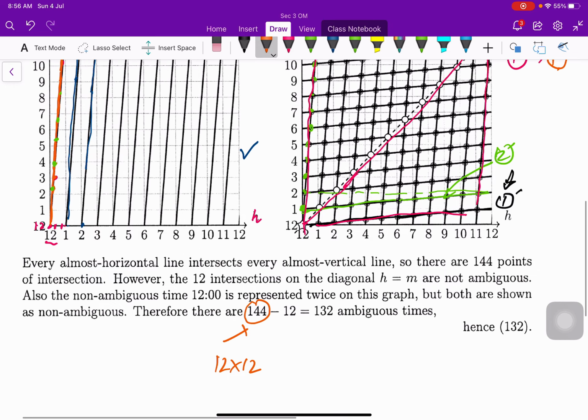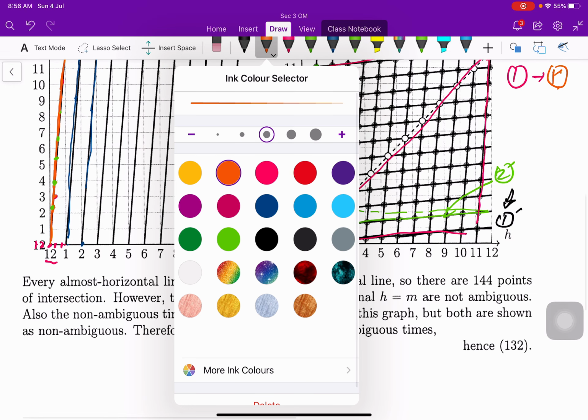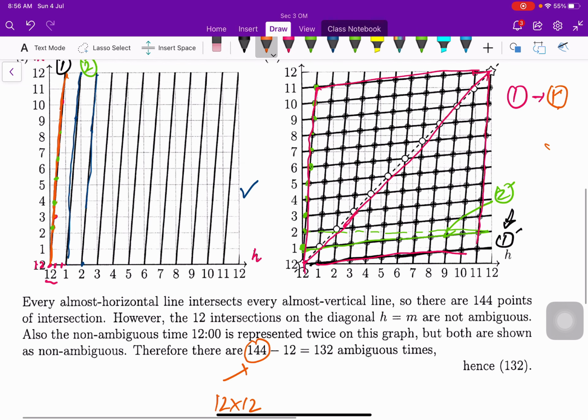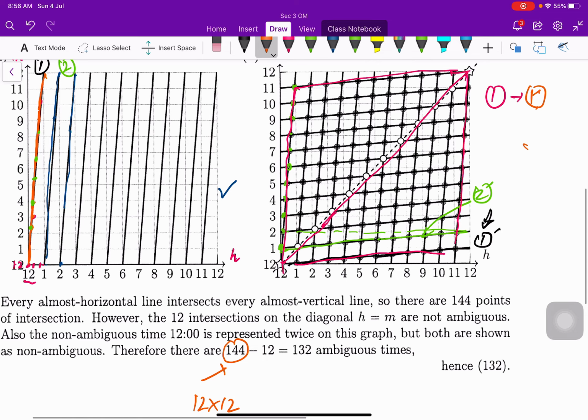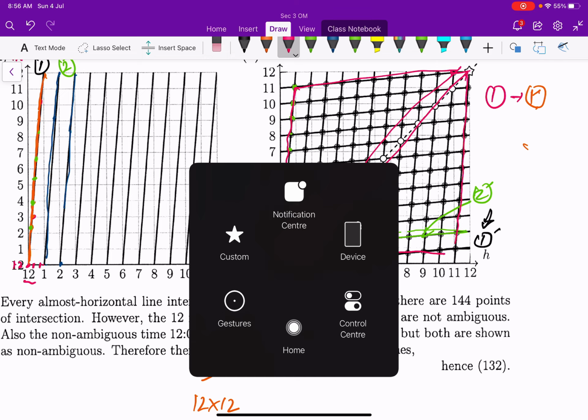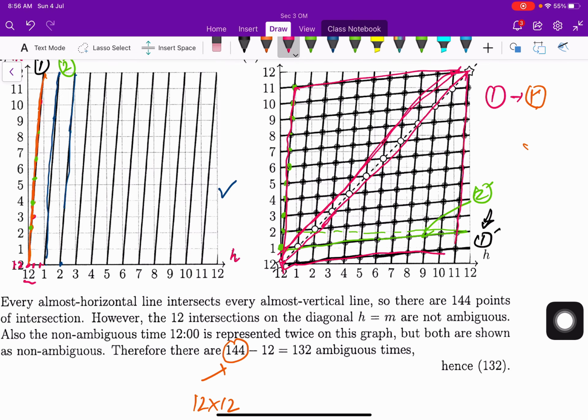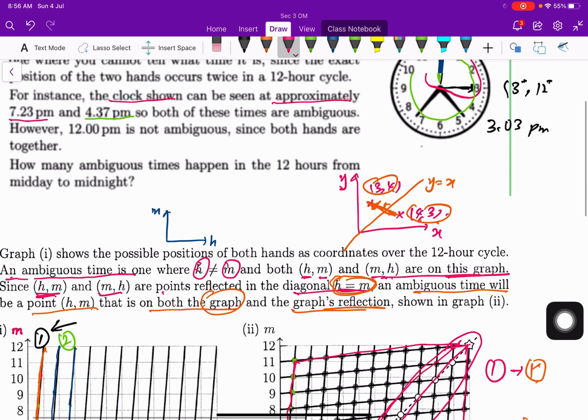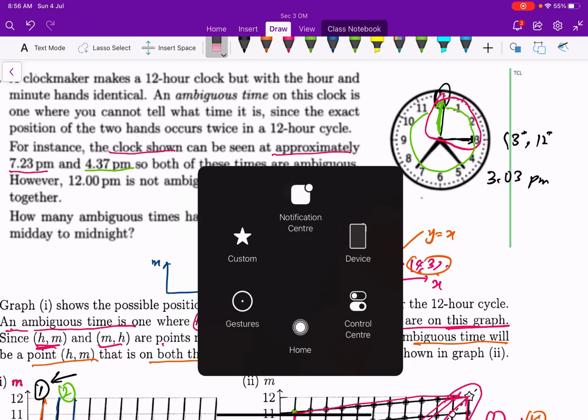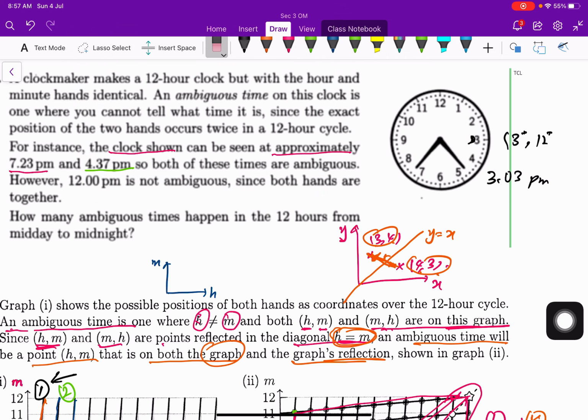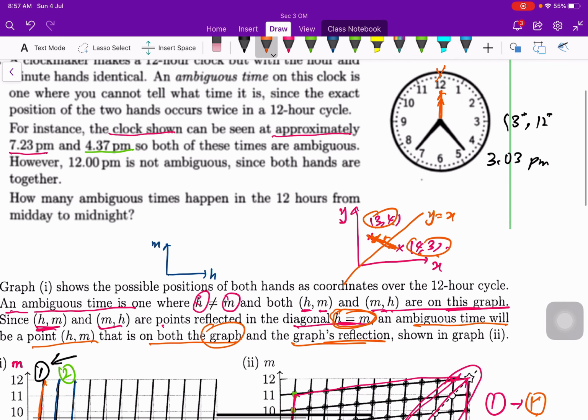But the thing is, there are 12 points that are non-ambiguous. That means in this case, can you see that this diagonal is the one that is non-ambiguous? How do you interpret this non-ambiguous? That means you interpret this as, can you see that this part here, 12, 12. Hour hand and the minute hand exactly 12. This is not an ambiguous time. Not an ambiguous time.